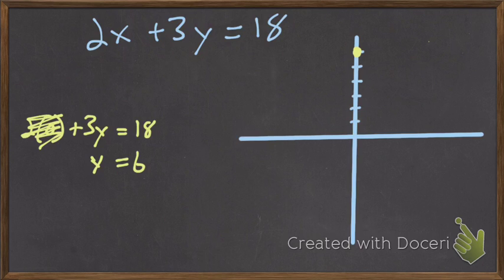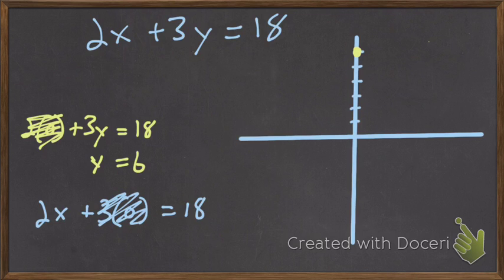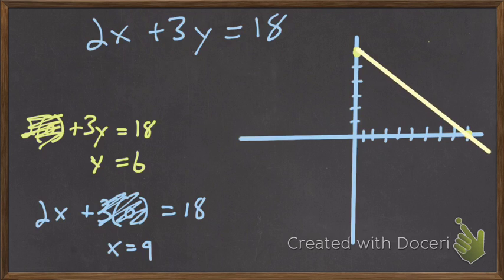All right, for my x-intercept, 3 times 0 is 0, so it cancels out, and x is equal to 9. 1, 2, 3, 4, 5, 6, 7, 8, 9. And there's our line. So graphing from standard form is really not that bad. You just graph your two intercepts and then go from there.